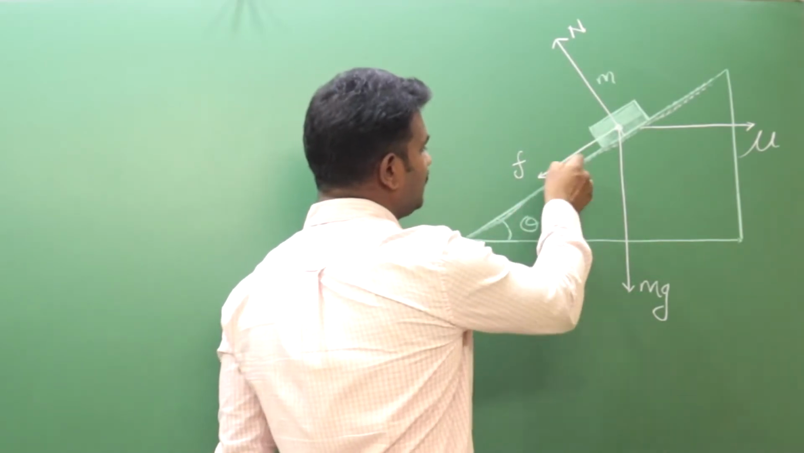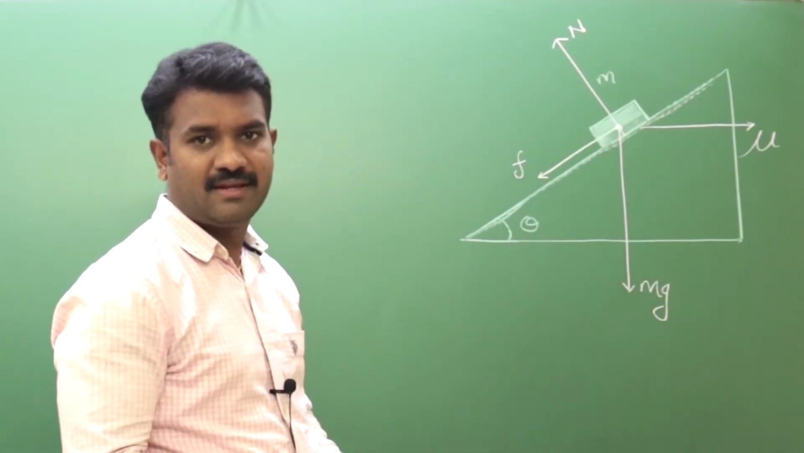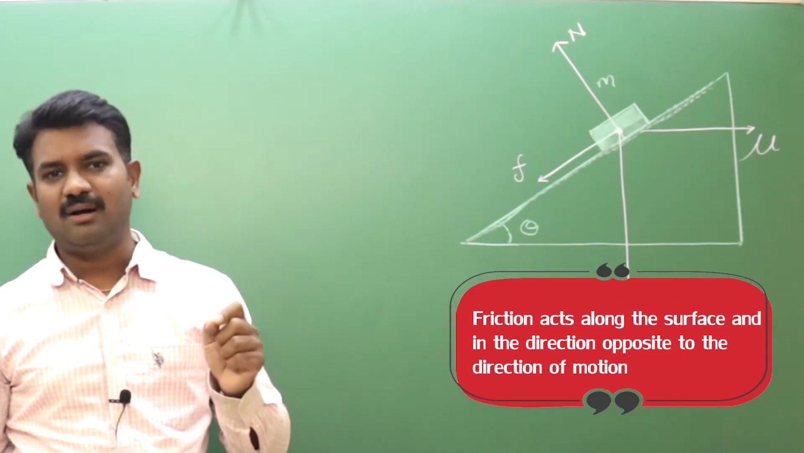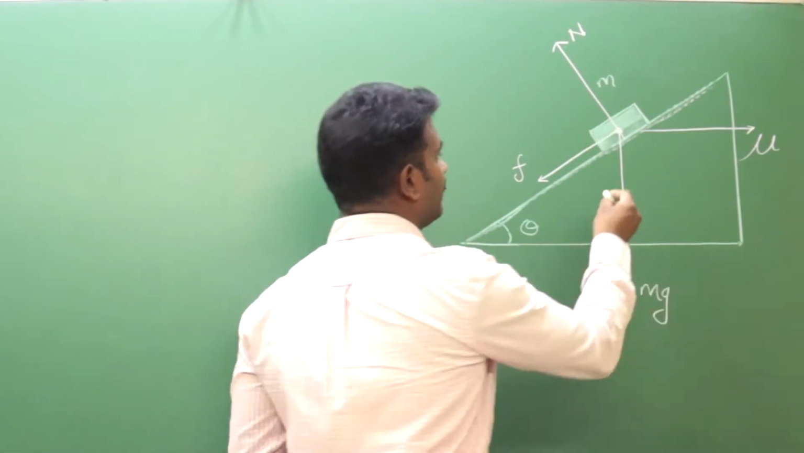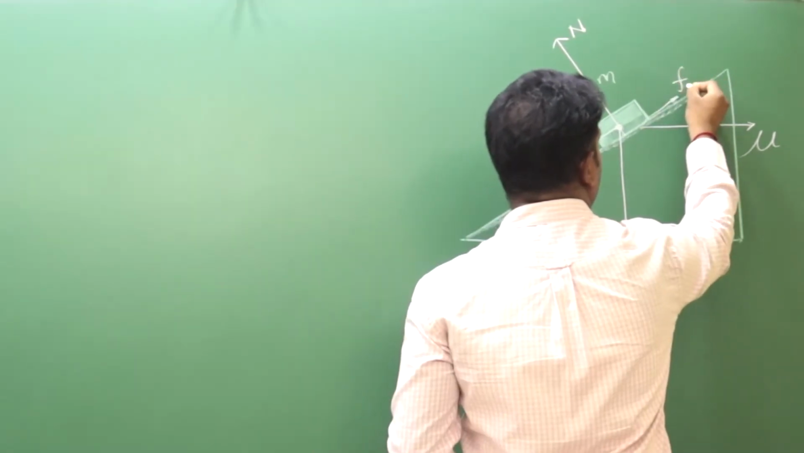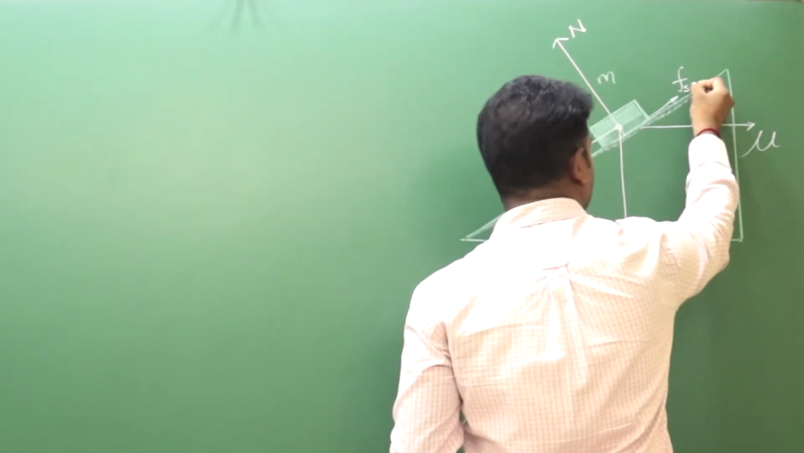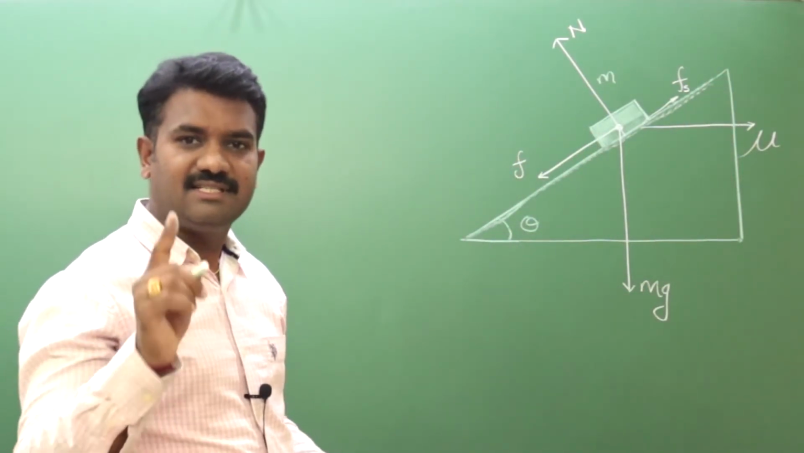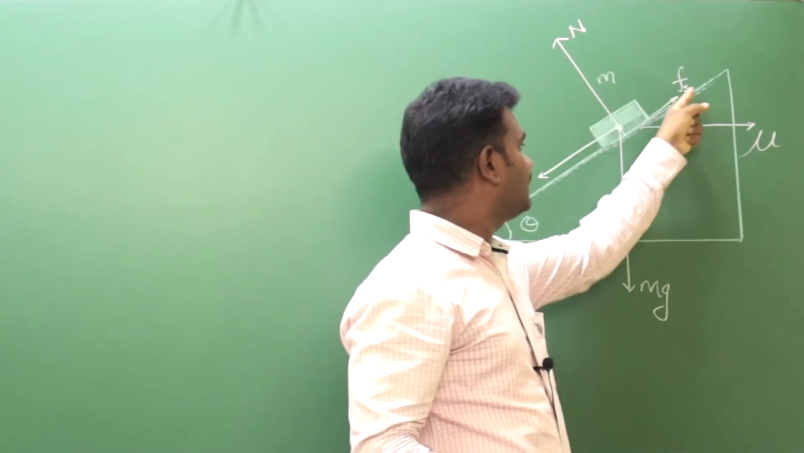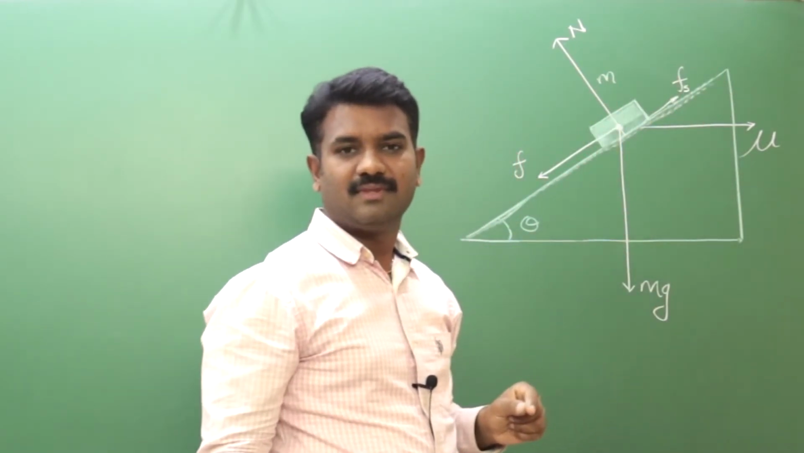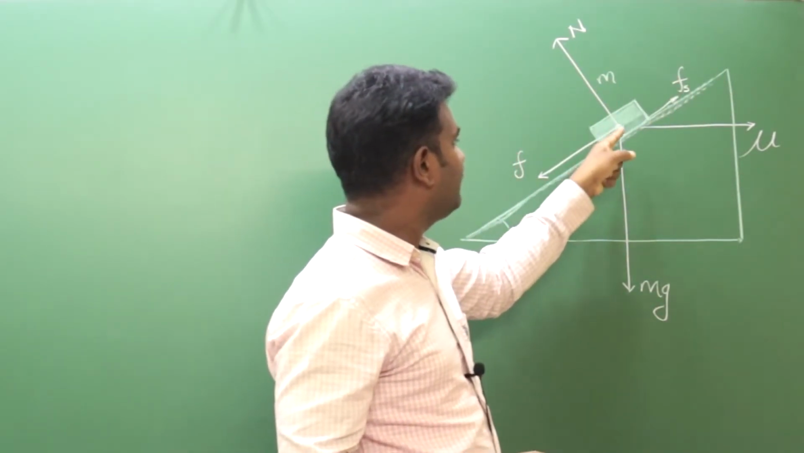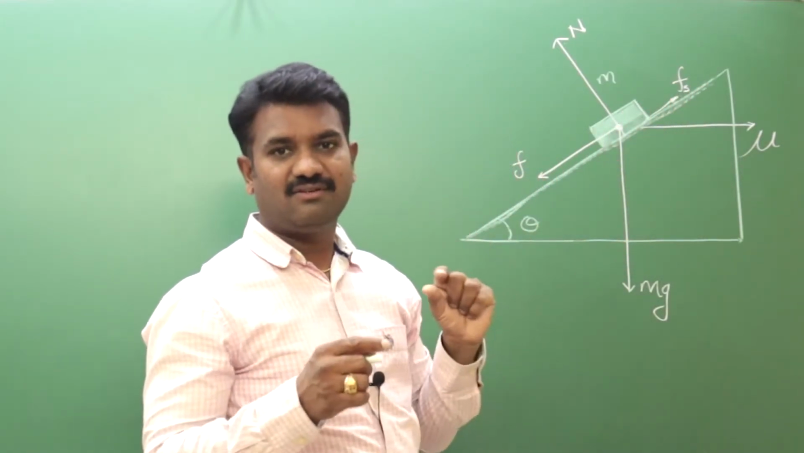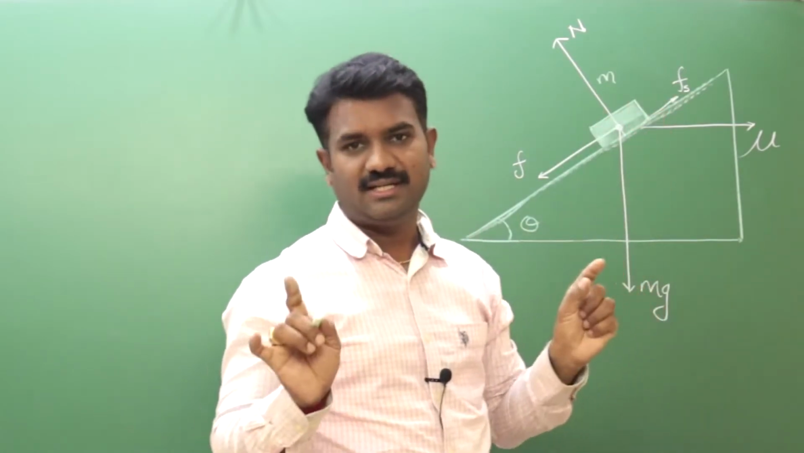Now as I mentioned, this is a rough surface. Friction always acts along the surface and in the direction opposite to the motion. Which means friction fs or fk, whatever, acts in the upward direction. If it is at rest, static friction acts in the upward direction. If it is sliding, kinetic friction acts in the upward direction. As the body is moving downwards, friction will be upwards, in the opposite direction.